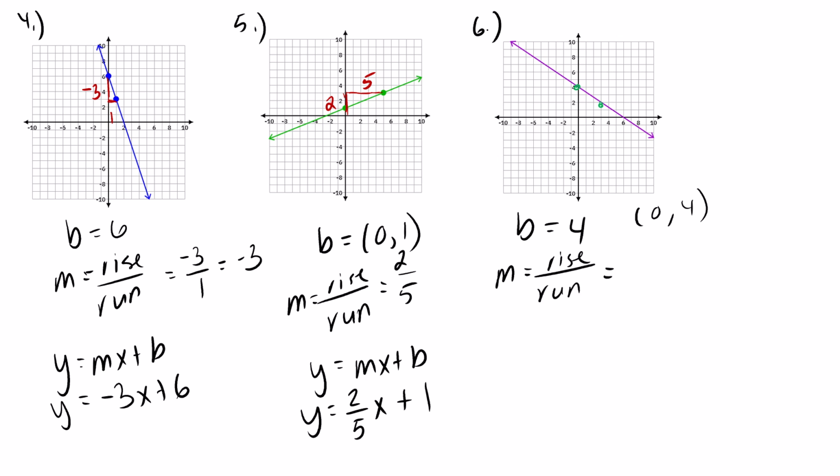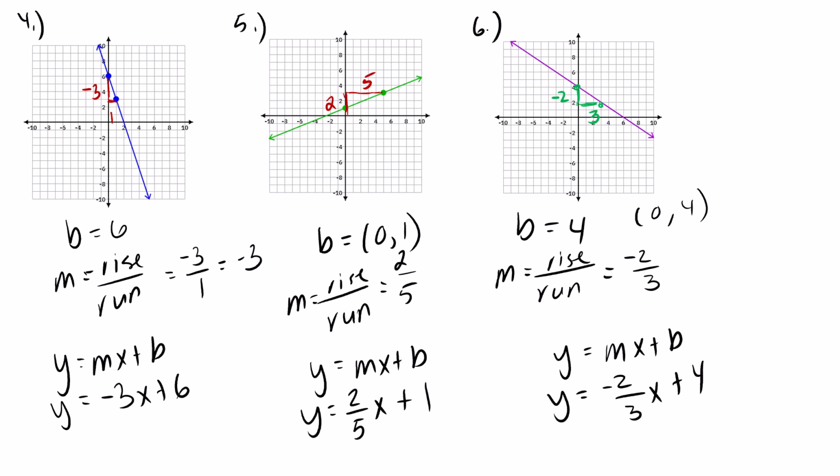Looking here, it looks like this comes down 1, 2, and goes over 3. So my rise is -2 and my run is 3. So we have -2/3. Y equals mx plus b, so y equals -2/3 x plus 4. And that's how we would do it from the graph. Again, if you listen to the video, underrated skill. We just kind of forget that this is a thing that we can do.